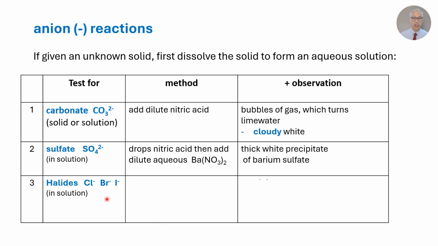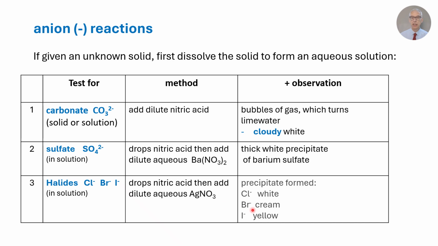Then the three halides, chloride, bromide, iodide, again start with drops of dilute nitric acid, then add aqueous silver nitrate. Three different colour precipitates are formed. If a white precipitate, you started with a chloride. A cream precipitate indicates a bromide present, and a yellow precipitate indicates an iodide. Probably worth replaying the slide, recalling, and then checking to see whether you got it right.